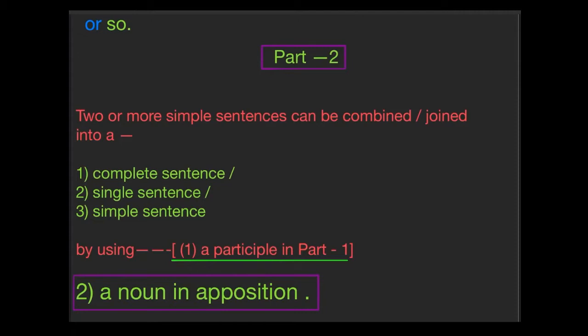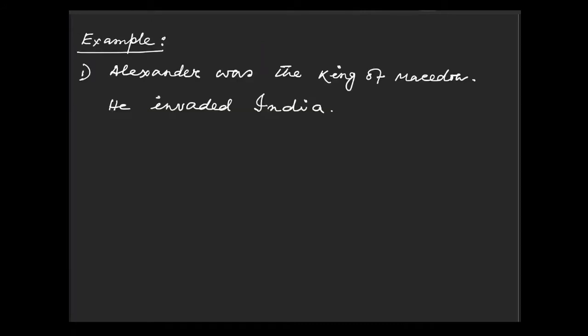In part 1, I have discussed how participle is used for joining of sentences in English. Today, we will see the use of noun in apposition in joining 2 or more sentences in English. Okay. Now take 1 or 2 examples for the clarification and explanation of the matter. Now see the example. Example 1.